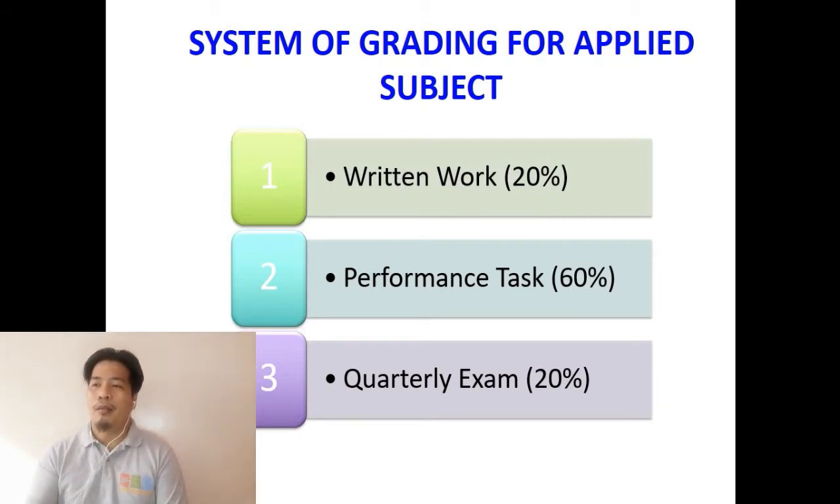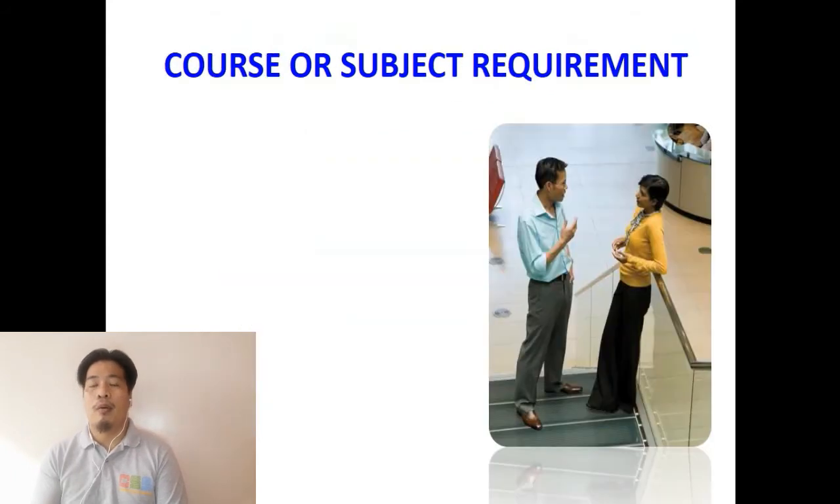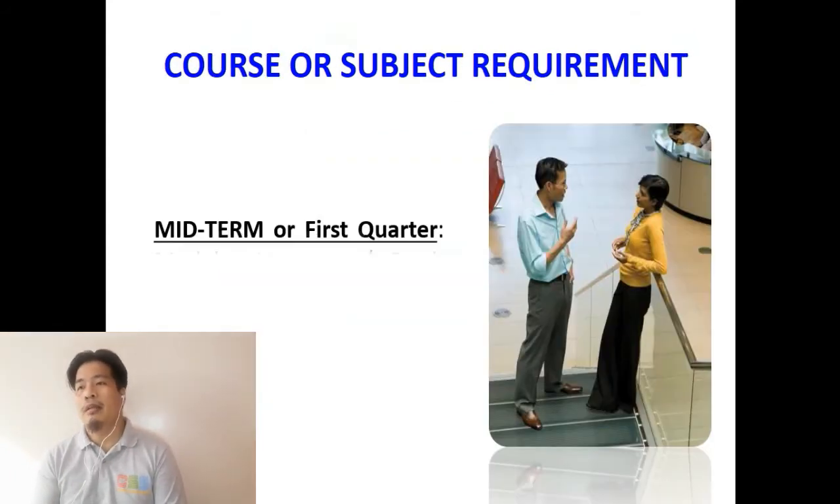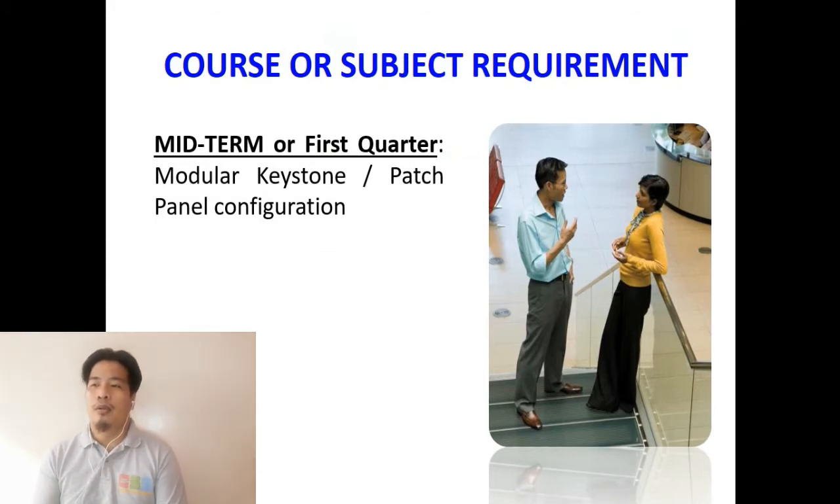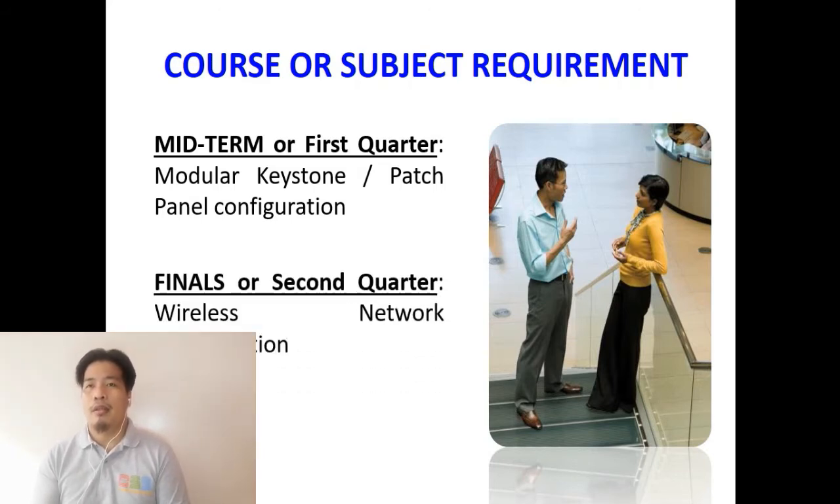Course or subject requirement. So for first quarter, ang requirement ko is the modular keystone and patch panel configuration. So as I mentioned earlier, tapos na kayo sa crimping. So ito ang pag-aaralan natin at ito ang magiging output natin for the first quarter. For second quarter, it's all about wireless network configuration. So magse-set tayo ng router, ng wireless access point, and gagamitin natin siya, i-apply natin siya sa actual network devices, okay, or sa isang network.